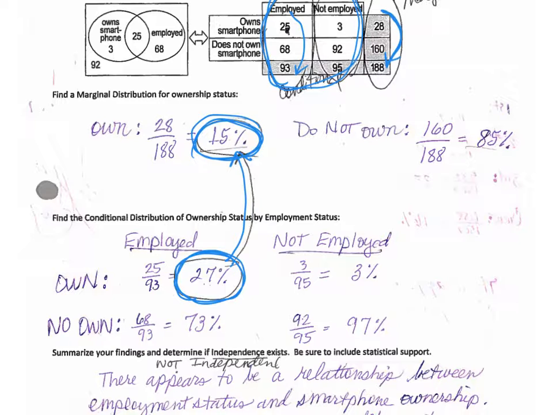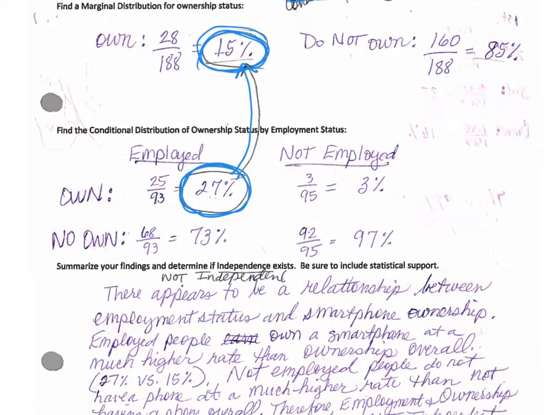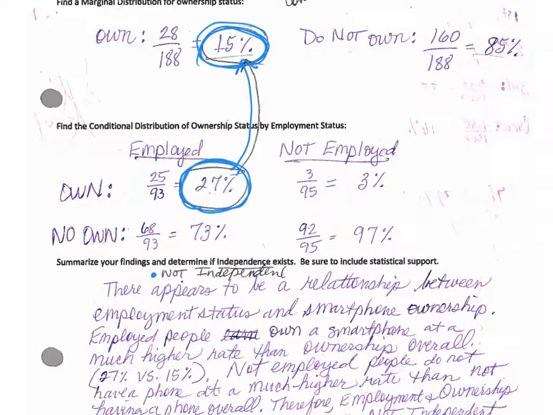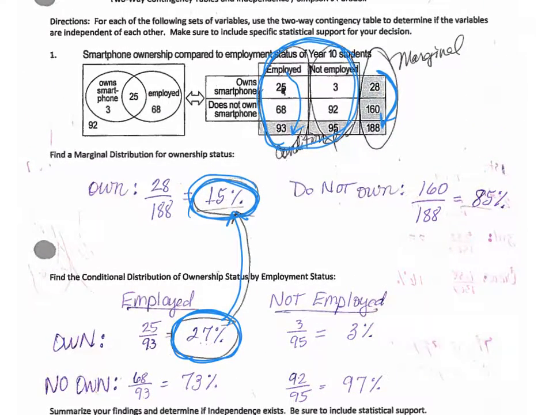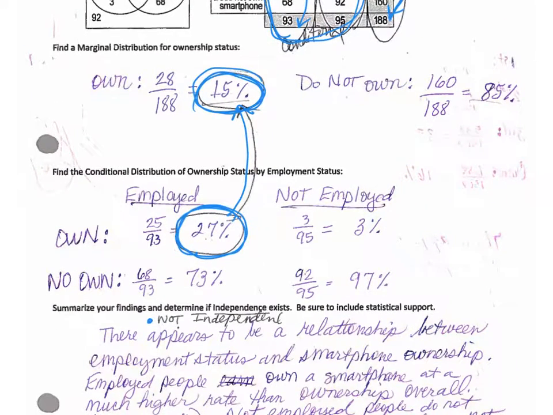What's the first thing in your conclusion you need to say? Independent or not? And this was not independent. Then interpret that. Okay, good. The fact that you're employed affects whether or not you own a smartphone. Perfect. Did you say affects the rate of smartphone ownership? Yes, absolutely. Affects the rate of smartphone ownership is perfect. And then the third thing is a specific numerical value. So tell me one specific numerical value I could say.